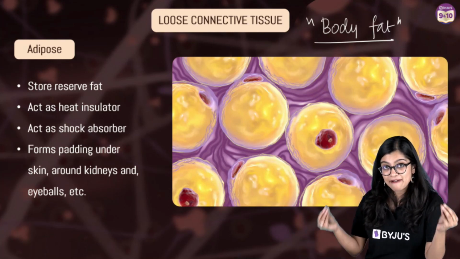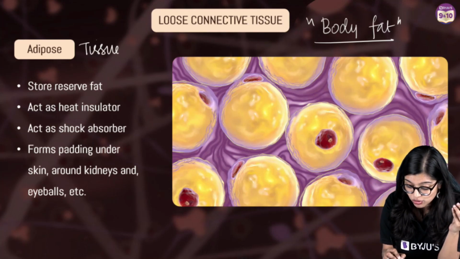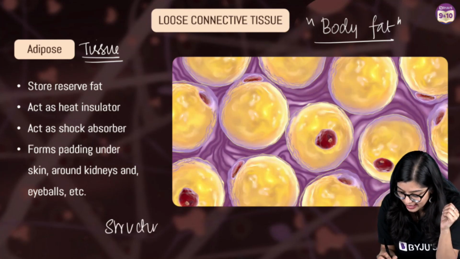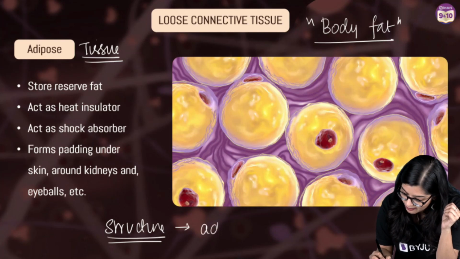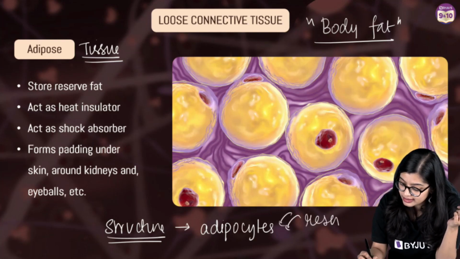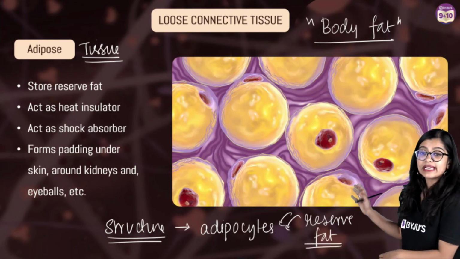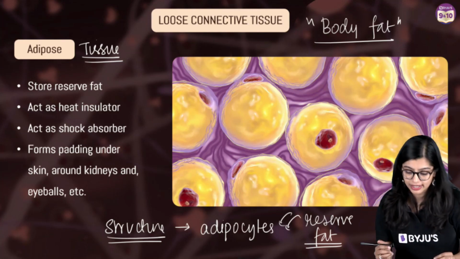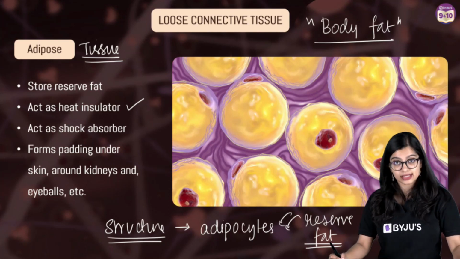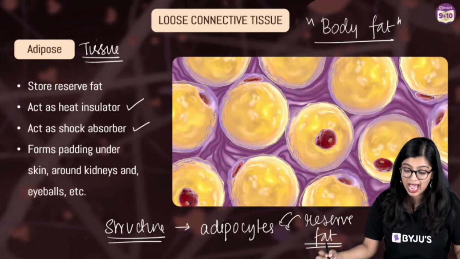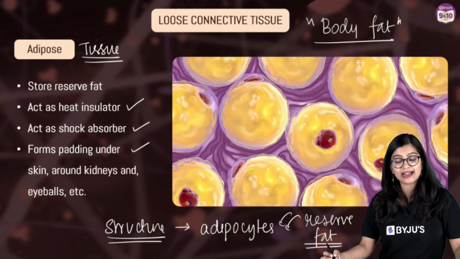But this body fat or adipose tissue is super, super important to our body, right? Very, very important. Now, when you look at its structure, we see that they are made up of cells called adipocytes, or fat cells. These adipocytes store the reserve fat inside them as fat globules. This storage of fat is important because it acts as a heat insulator, so it also helps in conserving heat within the body, and also acts as a shock absorber and forms a padding under the skin.